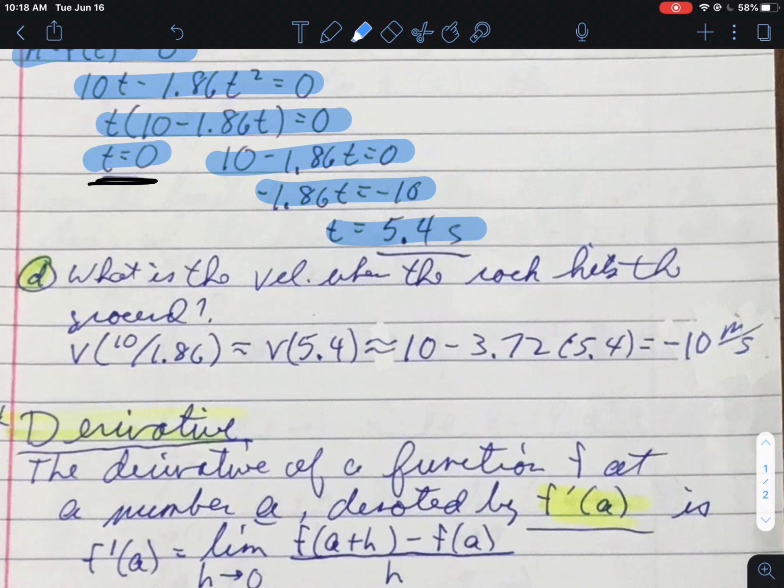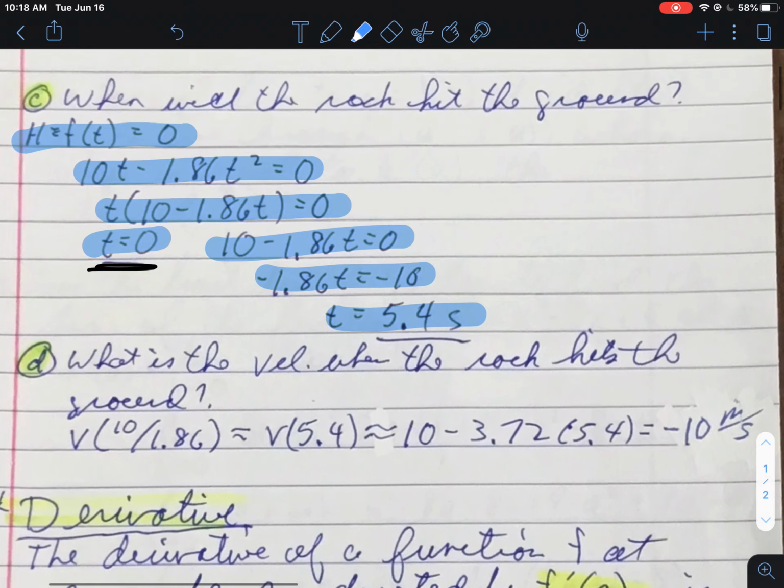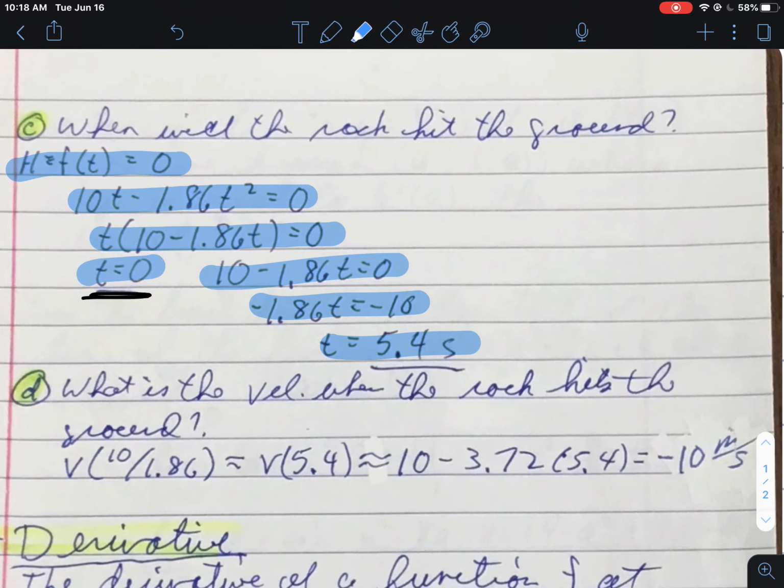Question part D, what is the velocity when the rock hits the ground? Right, so we found our velocity function previously, which was 10 minus 3.72a, what we found on the previous page. And so now we're interested in the velocity at a specific point in time, right? What is the velocity when the rock hits the ground?